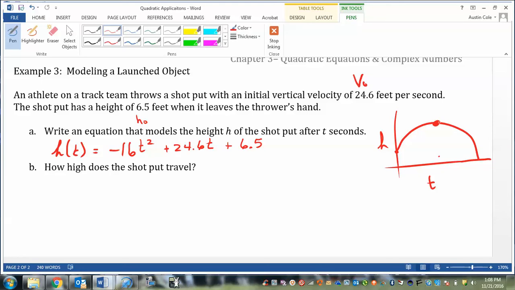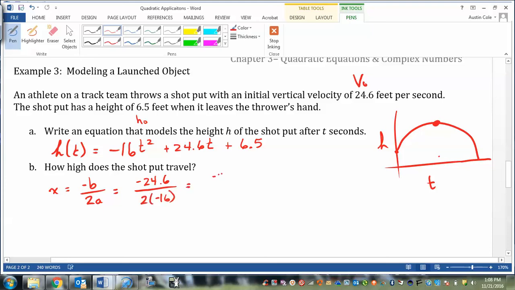How do we find the vertex? Opposite of B over 2A. Thank you. X equals opposite of B over 2A. Opposite of my B value is going to be negative 24.6, divided by 2 times my A value, which is negative 16. So I'm going to get negative 24.6 divided by negative 32.